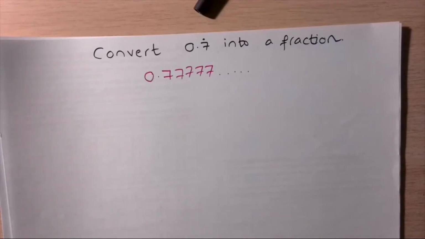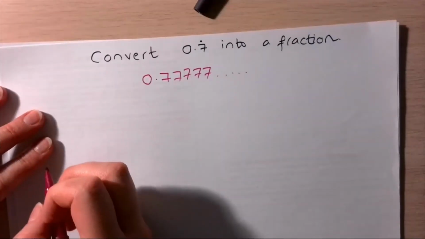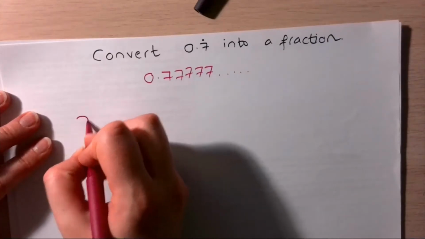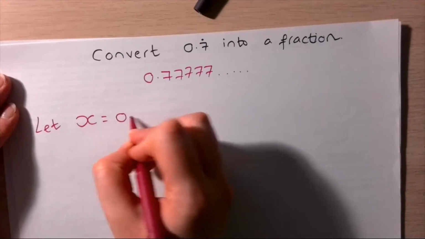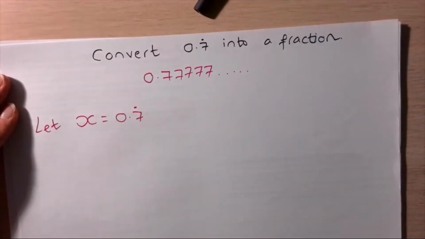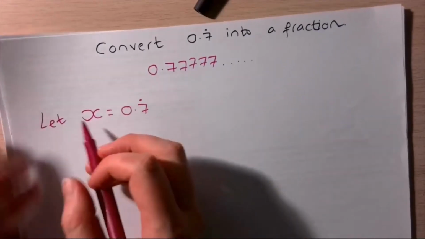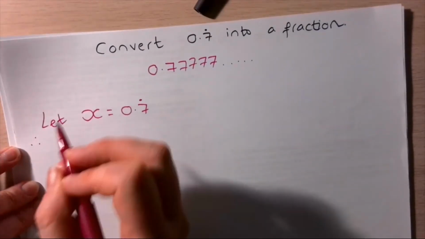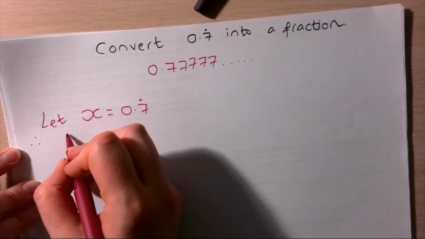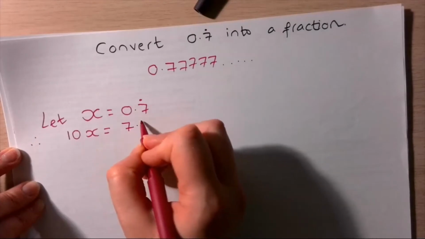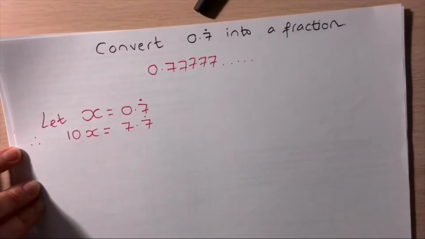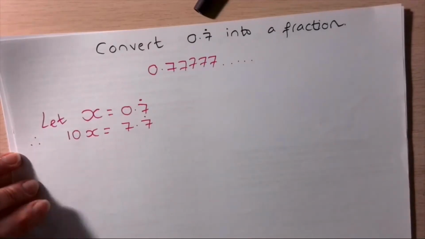And what I'm going to first of all do is put x equal to 0.7 recurring. So I'm going to say let x equal 0.7 recurring. And then I'm going to say therefore 10x, and just remember that's therefore, 3 little dots, 10x equals 7.7 recurring. And I'm just going to write those out a little bit bigger. I'm going to grab another colour pen just so it doesn't get muddled in.